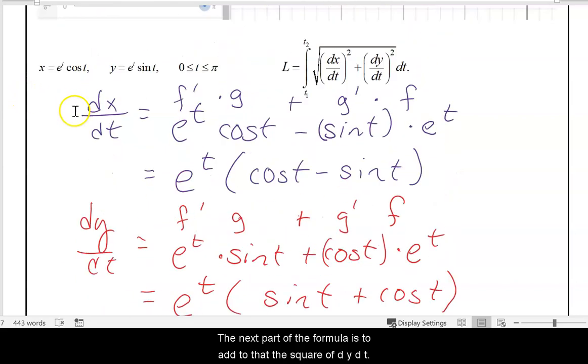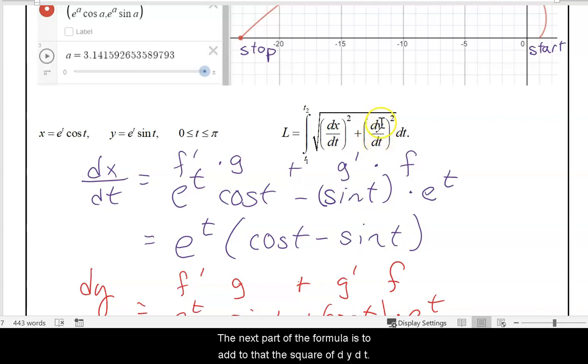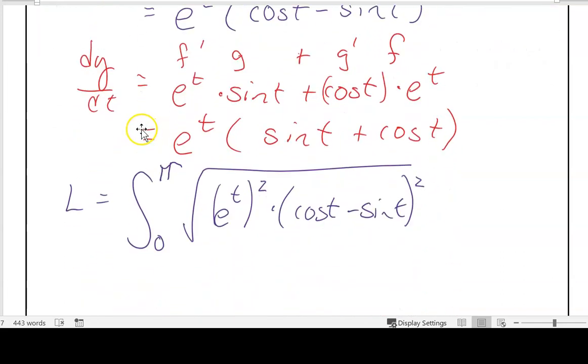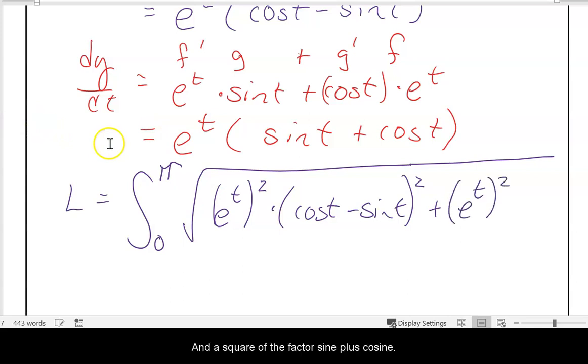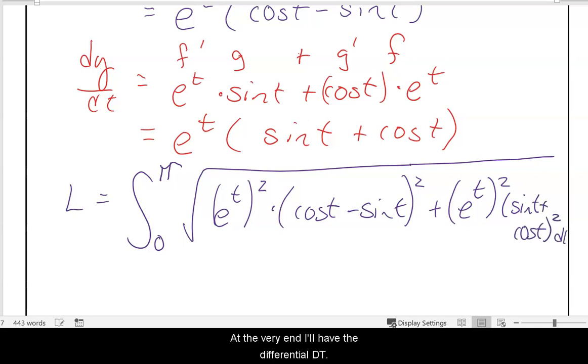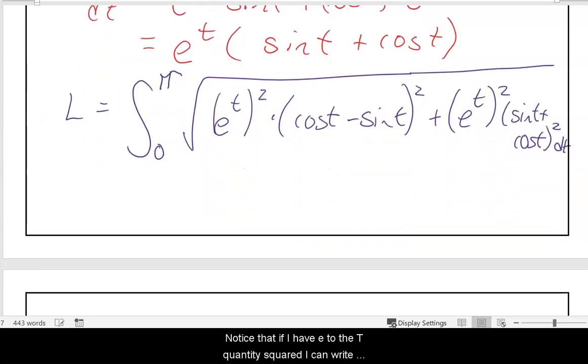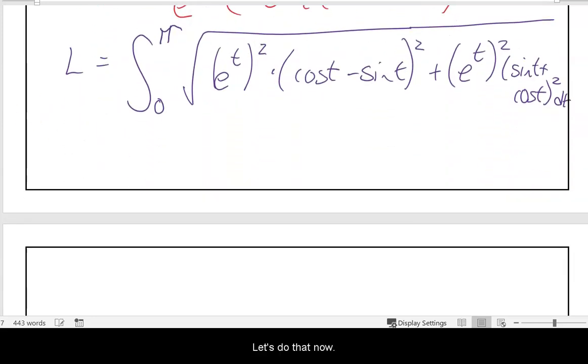The next part of the formula is to add to that the square of dy dt. Adding on to that, I would get also another square of e to the t for the dy dt, and a square of the factor sine plus cosine. At the very end, I'll have the differential dt. Notice that if I have e to the t quantity squared, I can write that as e to the 2t. Let's do that now.